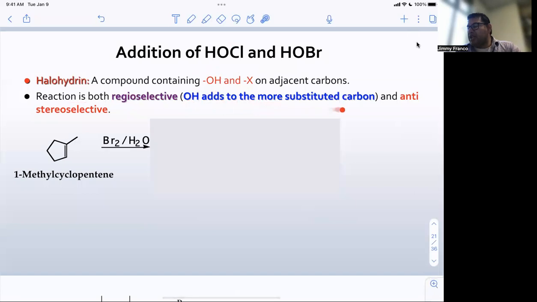The OH is going to add to the more substituted carbon. You're still going to have the anti-selectivity. So anti means trans, or they're going to point in the opposite direction. Just like before, there's not going to be any rearrangement. So we're going to add one group to that carbon and one group to that carbon. Okay, so what I want you to do is pause the video and draw me the major product. Think about, with those hints up above, what your product's going to look like, and then we'll do it together. All right, so let's see how you do.